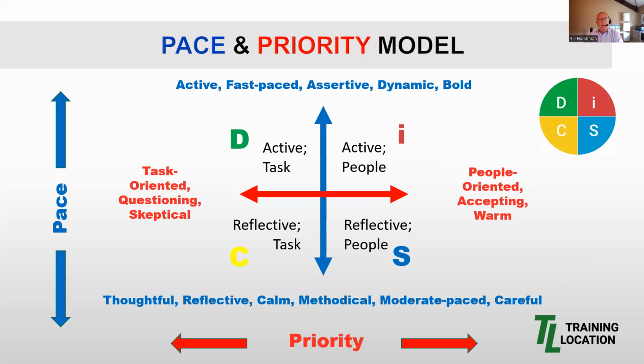Now, as you can see here, the I and the D styles do share a pace. However, they differ in priority. Now, I've highlighted the I and D style to show graphically on the grid how they're separated and on opposite ends of the priority continuum.